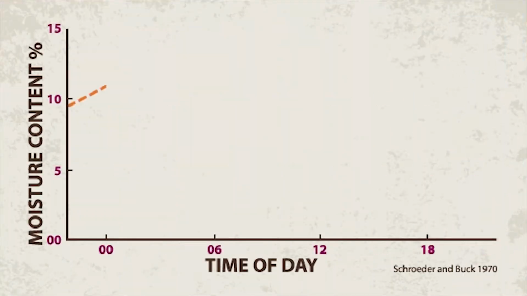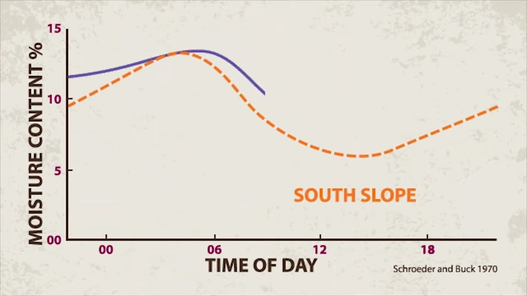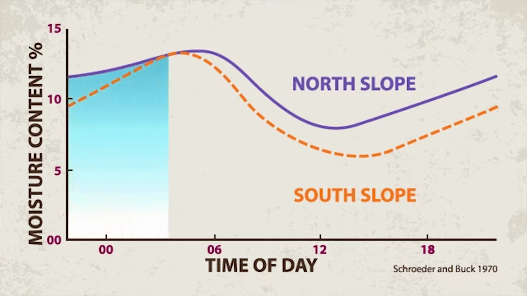From this graph, we can see how aspect affects fuel moisture levels. Except for the early morning hours, fuel moistures are lower throughout the day on south slopes than on north slopes in the northern hemisphere. Southwest slopes usually have the lowest afternoon fuel moistures.